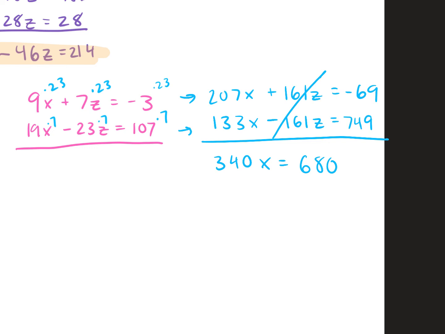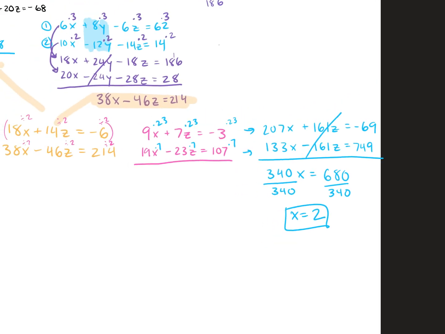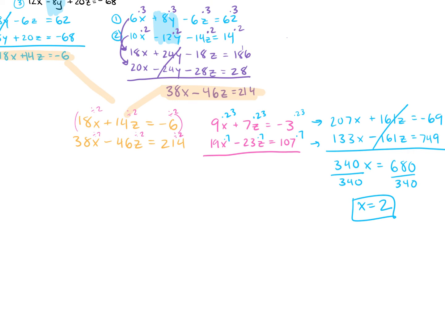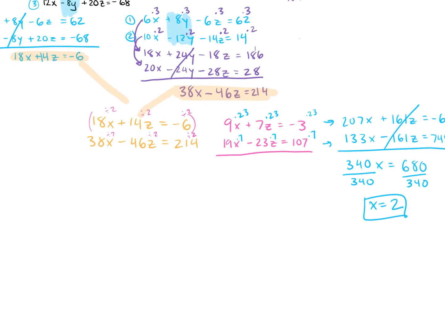What should I do next to solve for x? Divide by 340. So x is equal to 2. Yay, so we got an answer. How can I find another variable? By plugging into the equations. Which equation? We can plug it into any equation with two variables. We can plug it into the big one, but we probably wouldn't want to plug it into the ones that we multiplied by. So I'm going to plug it into one of the smaller ones here.